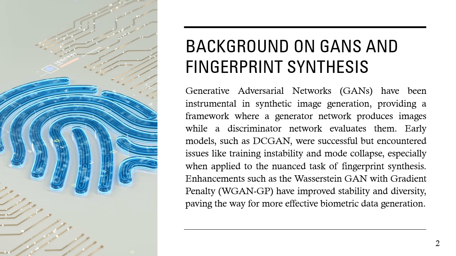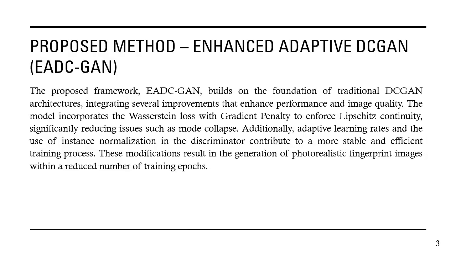Initial architectures such as DC-GAN made significant strides but were hindered by issues like training instability and mode collapse, particularly in the intricate domain of fingerprint synthesis. The advent of the Wasserstein GAN with gradient penalty, or WGAN-GP, has substantially mitigated these limitations, enhancing both stability and output diversity.